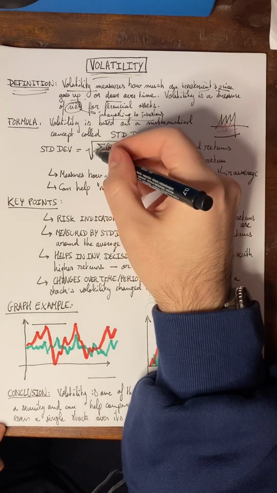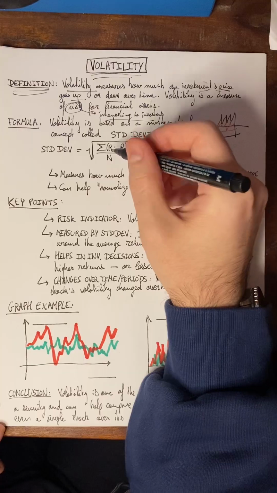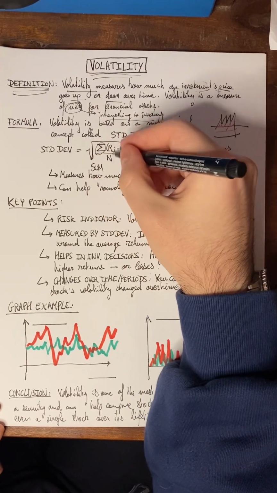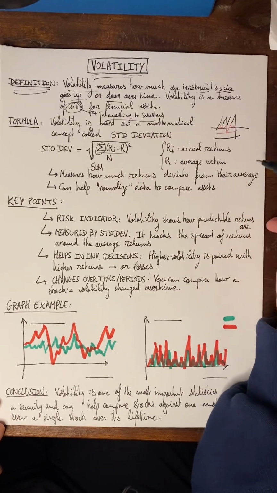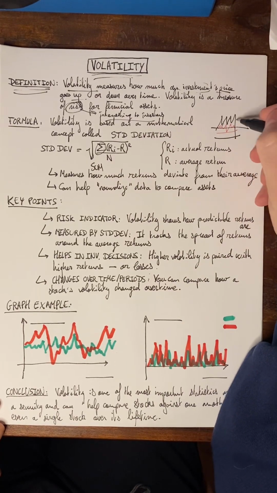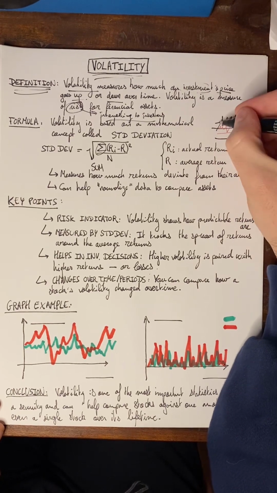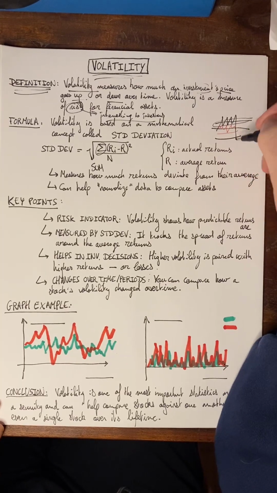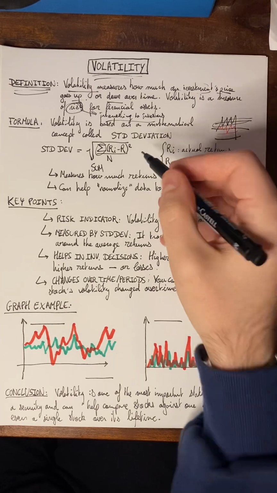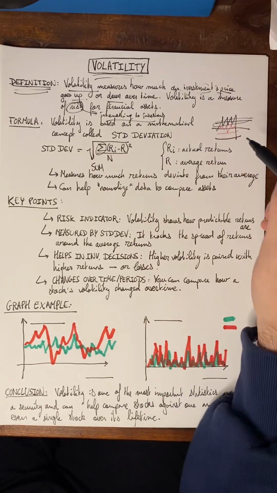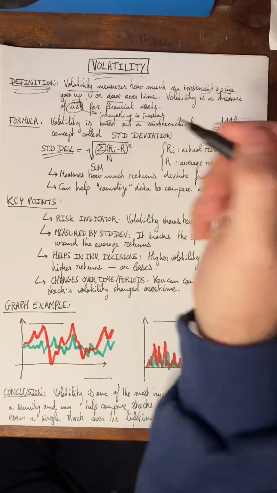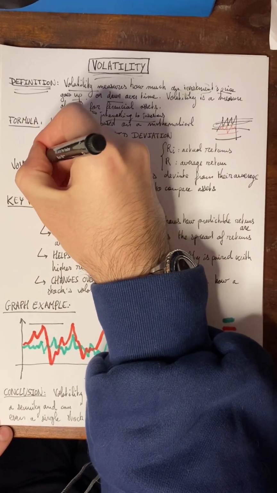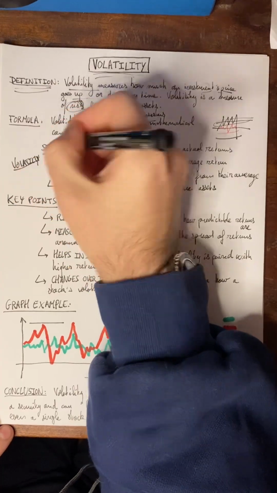So here we're looking at a square root, doesn't matter, of this sum. So a sum of Ri minus R. Ri are the actual given returns. Every point here is compared to the average returns. So if this trend line is the average return, we're looking at every number compared to this average return. And this divided by the number of returns we're looking at gives us the standard deviation. And volatility is basically another name given to standard deviation.